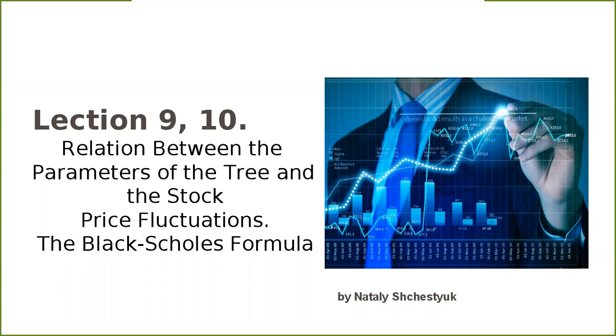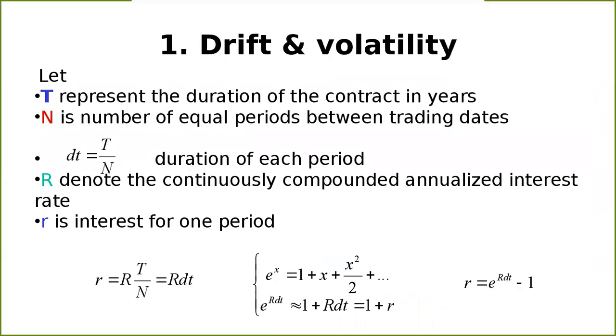But first, about the previous lecture. You remember that we assumed that T represents the duration of the contract in years, N is the number of equal periods between trading dates, dt is the duration of each period, capital R denotes the continuously compounded interest rate, and little r is the interest rate for one period.